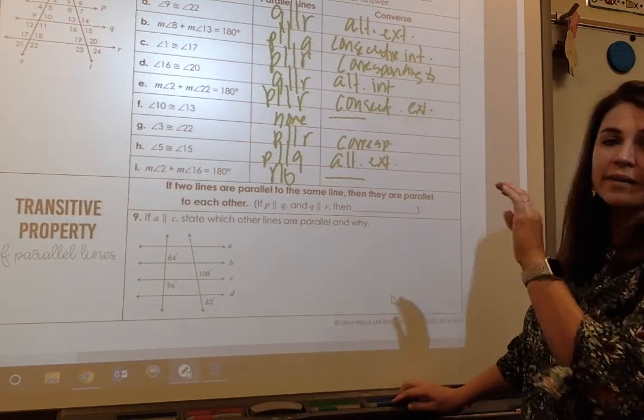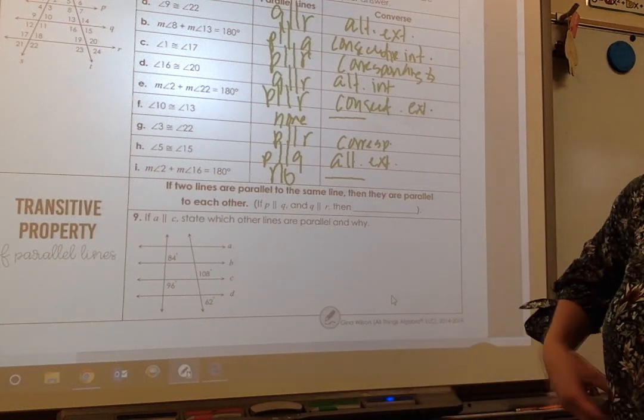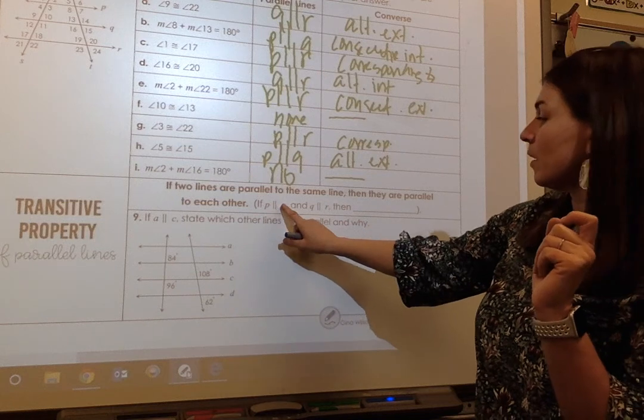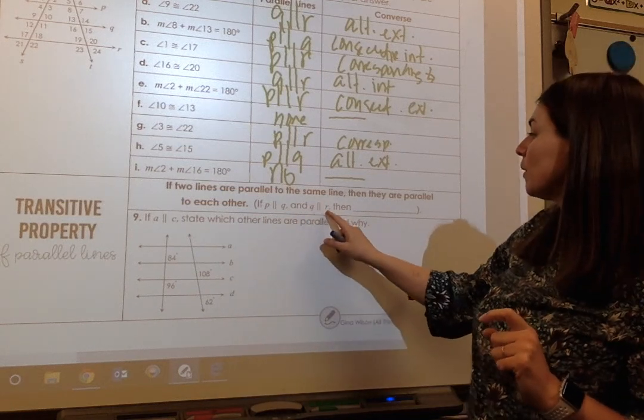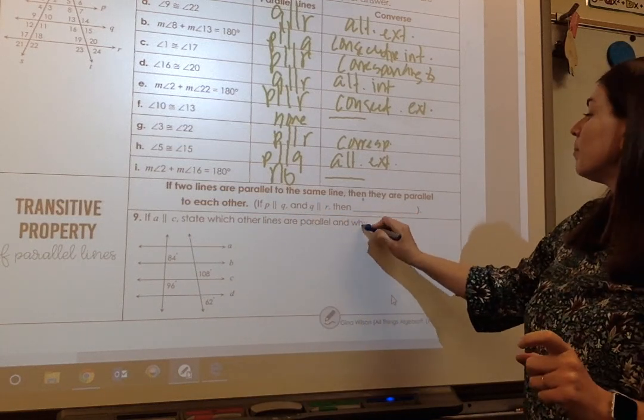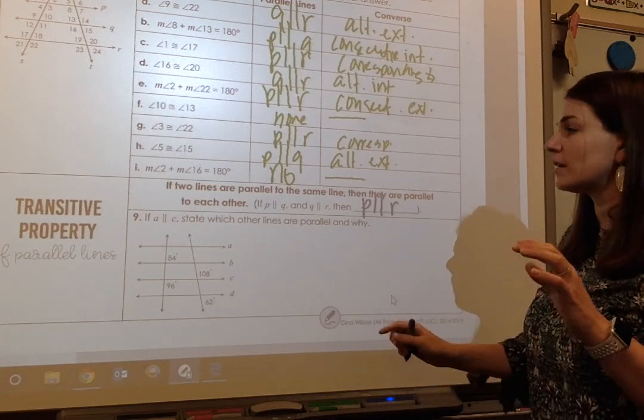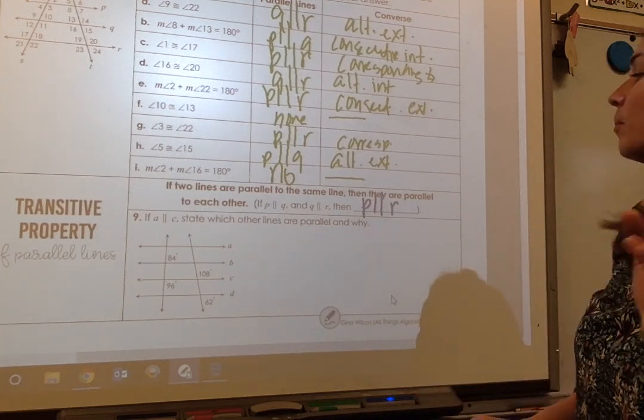So real quick on number 9, the last thing, and then I'll cut this video off. If P is parallel to Q and Q is parallel to R, then P is going to be parallel to R. So that's that transitive property that we've seen before.